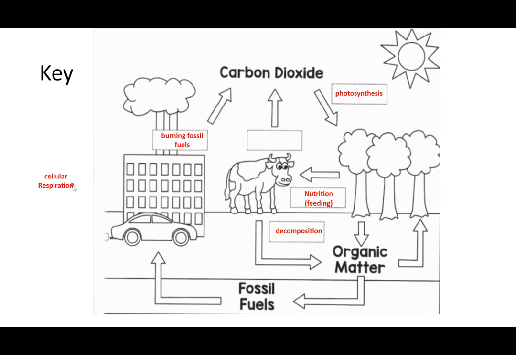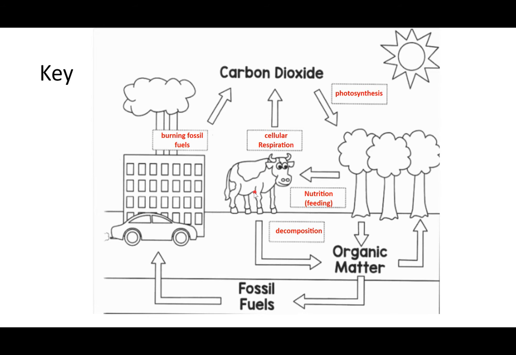Last but not least is cellular respiration, which is performed by animals. We release carbon dioxide into the atmosphere. We take oxygen out of the atmosphere for cellular respiration. So cellular respiration, putting carbon dioxide into the atmosphere, photosynthesis, pulling it out, plants acting as nutrition or a food source for some animals, right? And then creating that cycle.